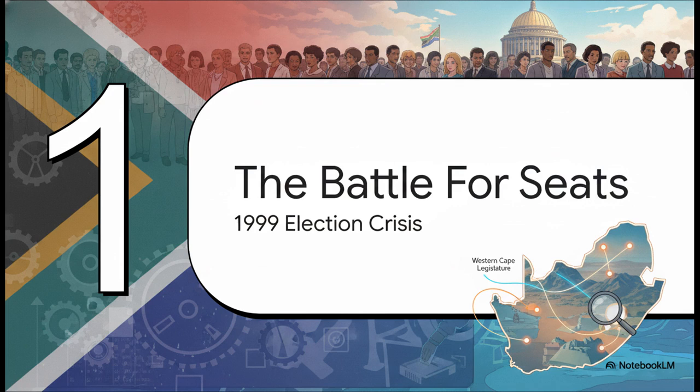Our explainer begins on the absolute eve of South Africa's second democratic election, where a massive crisis is brewing over the size of the Western Cape legislature. It's a hugely critical moment in the country's history. This was the very first election managed entirely under the final 1996 Constitution. That means the actual mechanics of this new democracy were being heavily stress-tested in real time.